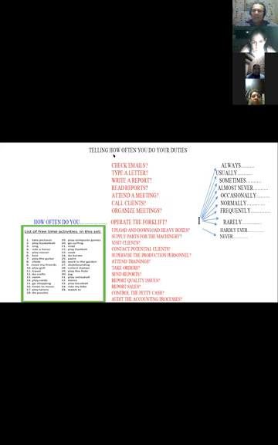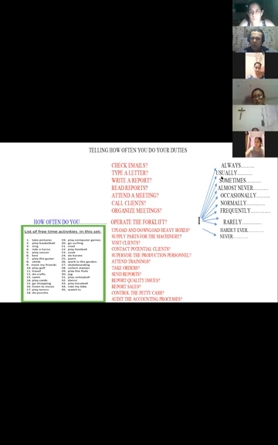Next activity, all right? Telling how often you do your duties, okay? Basically, this is about frequency words, okay? Always, usually, sometimes, almost never, occasionally, normally, frequently, rarely, hardly ever, never, okay? So that's what we're gonna practice. Vamos a ir uno con uno, okay? Para que aquí lo vamos a hacer.